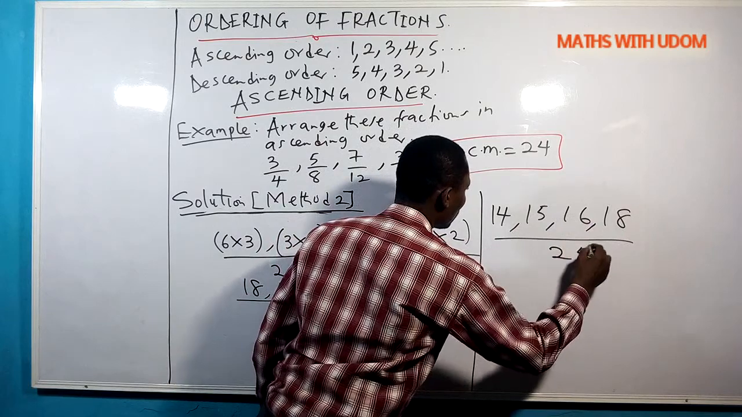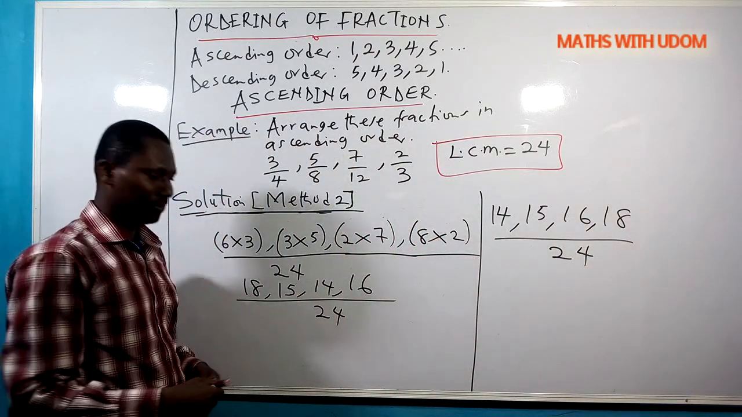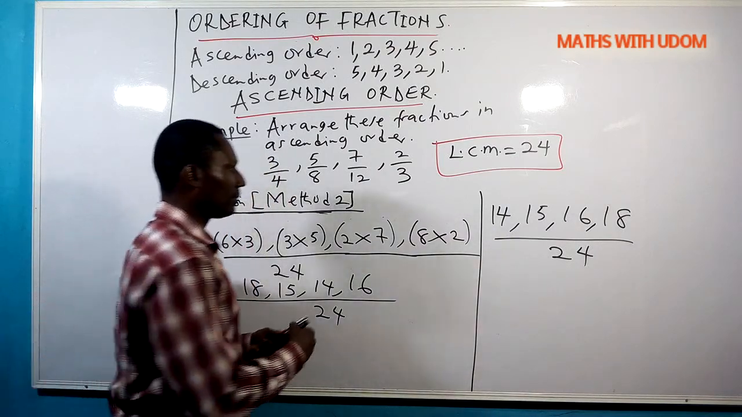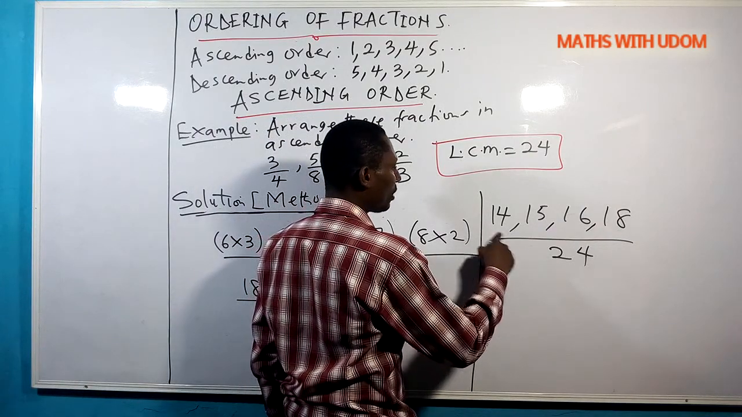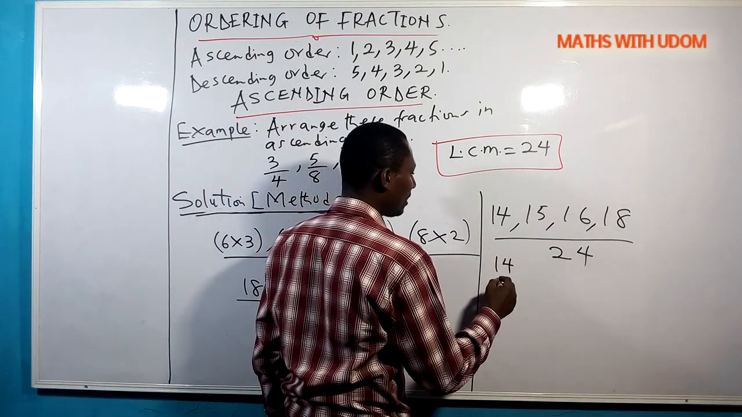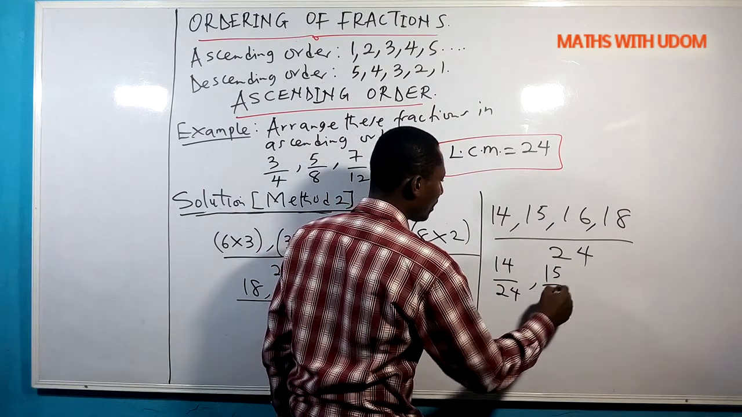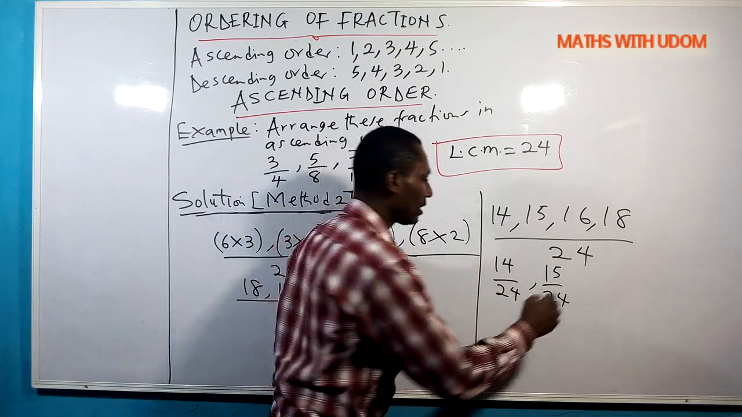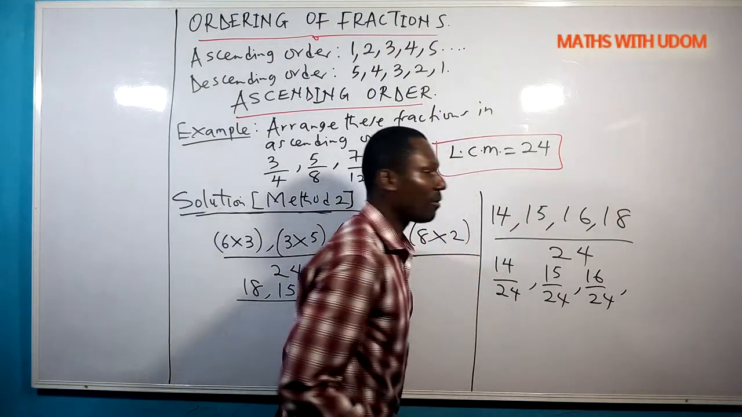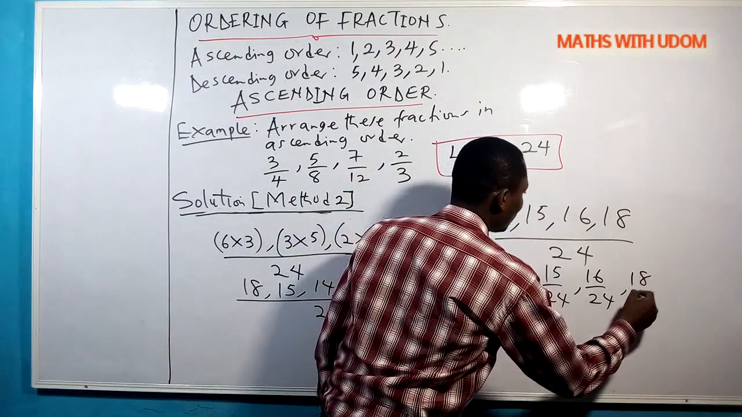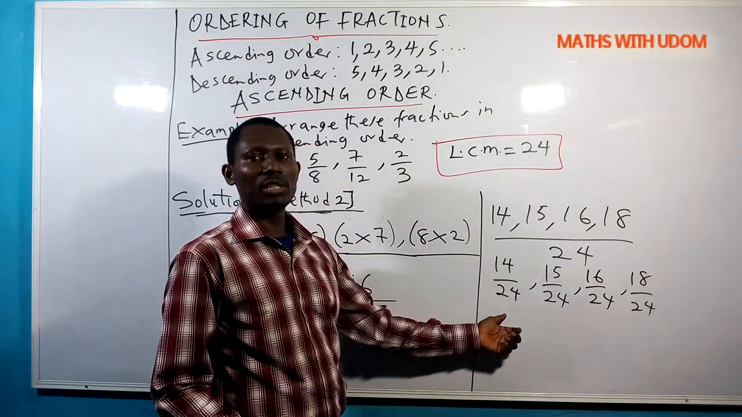Everything divided by what? 24. So what do we do from here? So we have 14. Each of them, we now separate each of them. So 14 divided by 24 separately, 15 divided by 24 separately, then 16 divided by 24 separately. And then what? 18 divided by what? 24 separately. Then you reduce this fraction to their lowest terms.